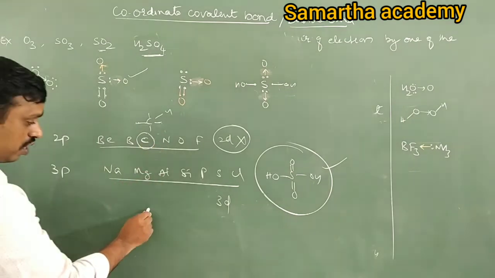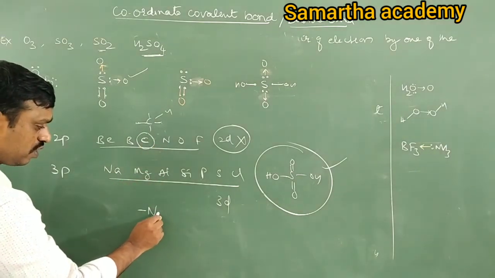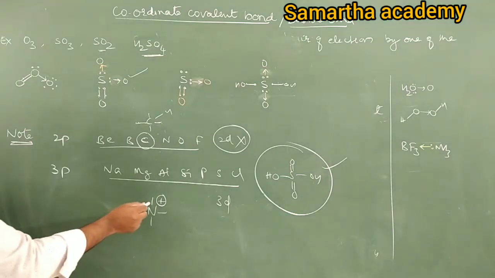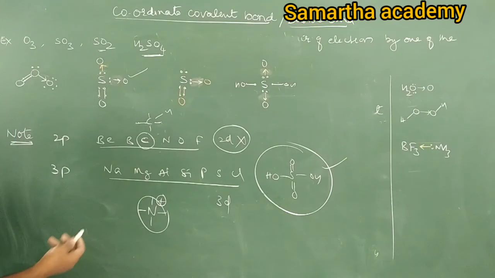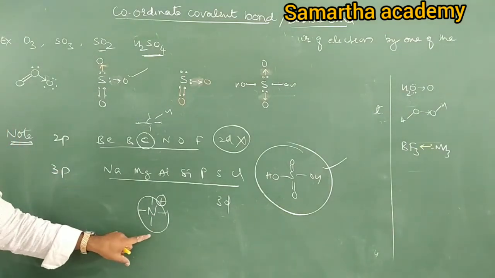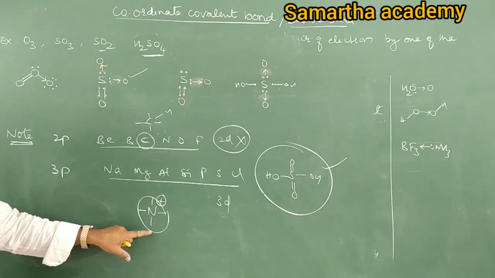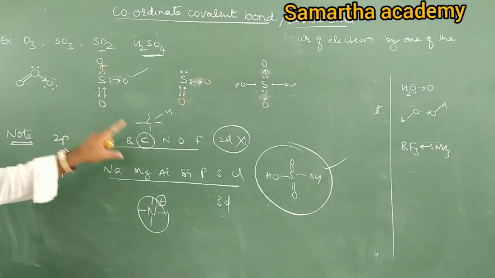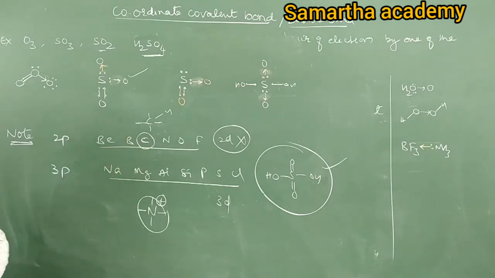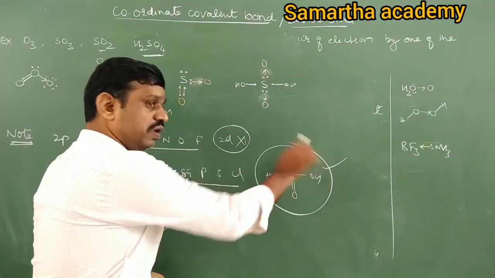Similarly, nitrogen forms a maximum of 4 bonds. In the ammonium ion, how many electrons are there after formation of the bond? 8 electrons. Can you write one more bond? Can nitrogen expand its octet? No. That means all second period elements do not expand their octet, whereas third period elements can expand the octet. Therefore, this structure is possible.